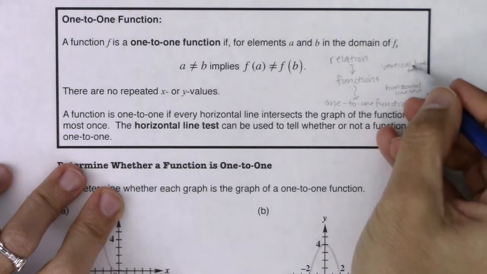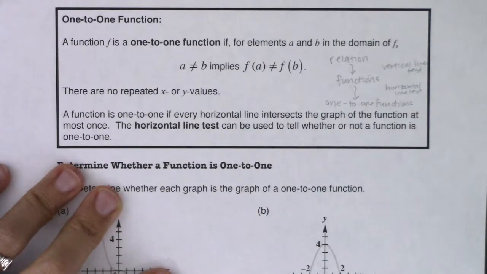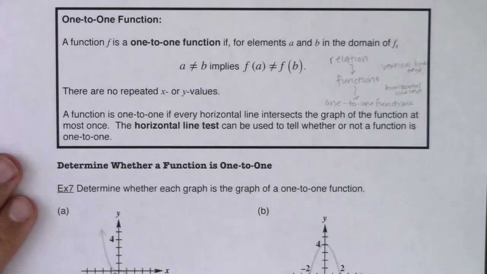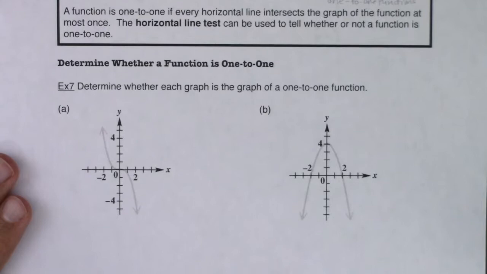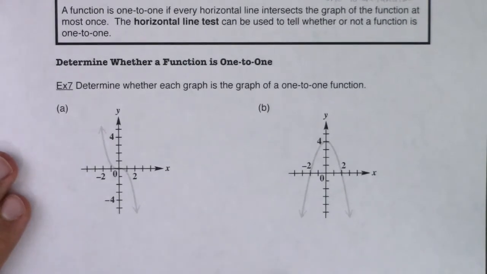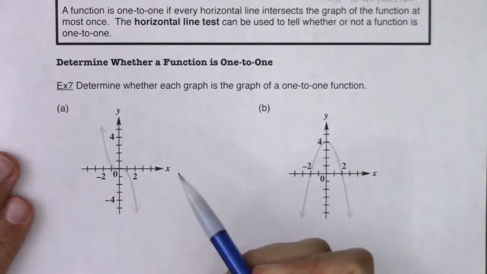So we've got the vertical line test and the horizontal line test. Let's look through this and see if we can determine if we have functions and whether or not those functions are one-to-one. We're going to take a look at two graphs here. Let me get those in view. All right, it says determine whether each graph is the graph of a one-to-one function.